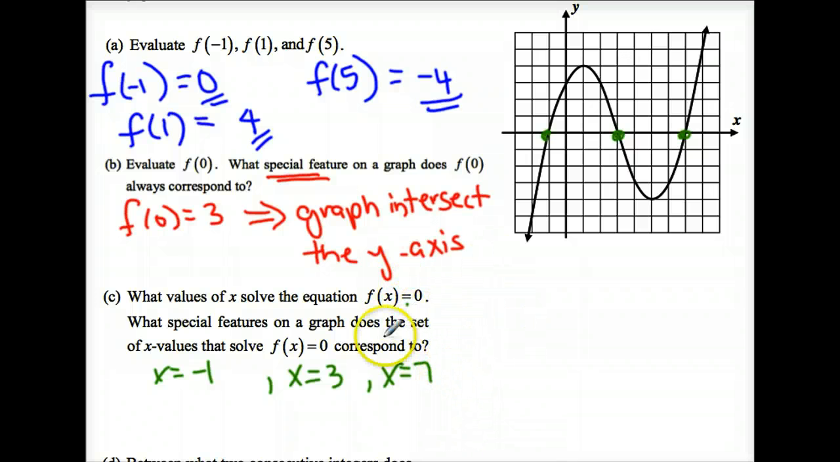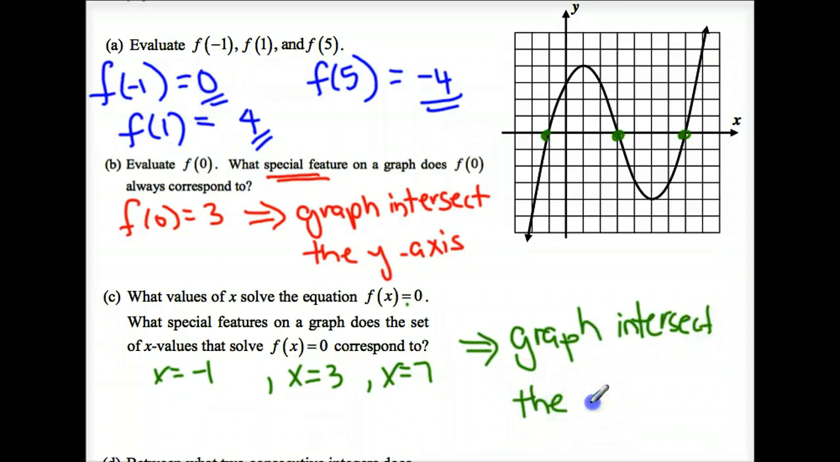And what's the special feature about this? Notice where these dots are. These points are where the graph intersects the x-axis. So when I'm trying to find f of 0, the outcome, that's the y-intercept, and when I'm trying to solve what value of x makes it equal to 0, that's your x-intercept.